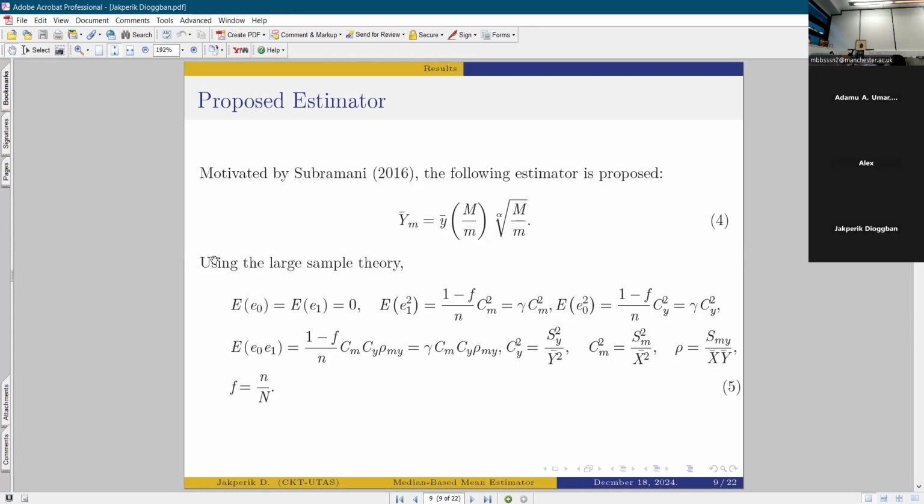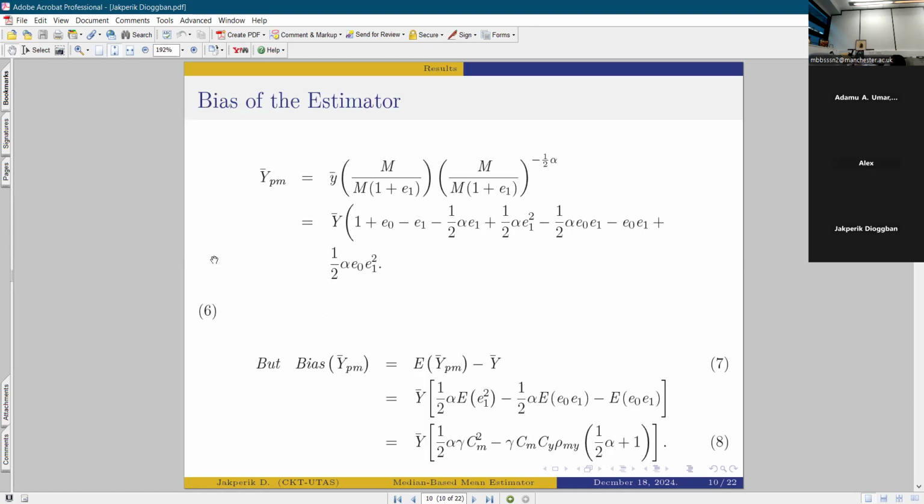equation 4 is the form of the proposed estimator, following from the estimator of Subramani of 2016. Fortunately, I think Alex and Victor had already stated the large sample theory in his presentation. And then based on those properties, the following relative errors also hold. That is illustrated in equation 5.